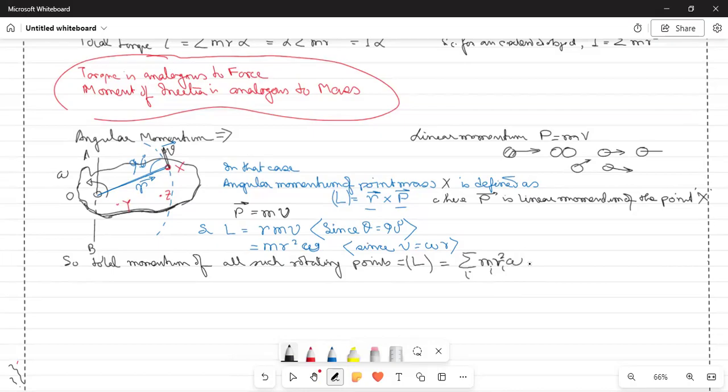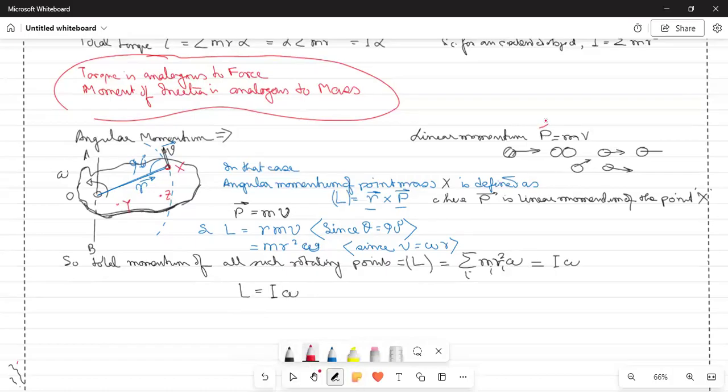Now, what is very surprising is that sigma m r square is the quantity we have seen last time. So this is the moment of inertia. So moment of inertia I times omega. So what we finally arrive at is that L, or angular momentum, is equal to moment of inertia I into angular velocity omega. Now compare these two.